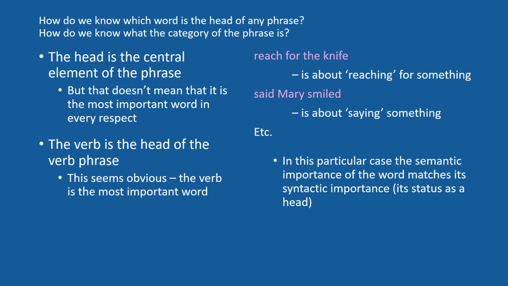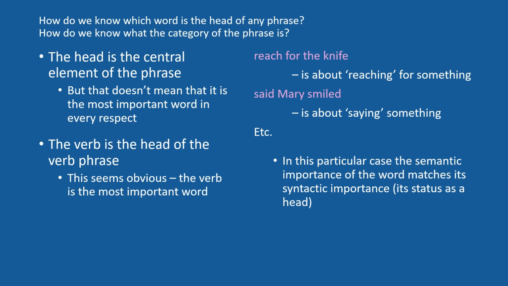Said Mary smiled. Well, obviously, Mary smiled is a meaning, it's a sentence all by itself. But inside the phrase said Mary smiled, what we're talking about here is saying. Something is being said, and Mary smiled is what is being said. So here the important semantic element is the verb. Okay, so in this particular case, we can see that there is a coincidence between what is important syntactically, being the head, determining the category of the phrase, and also semantically in terms of contributing the most weight of meaning to the phrase.